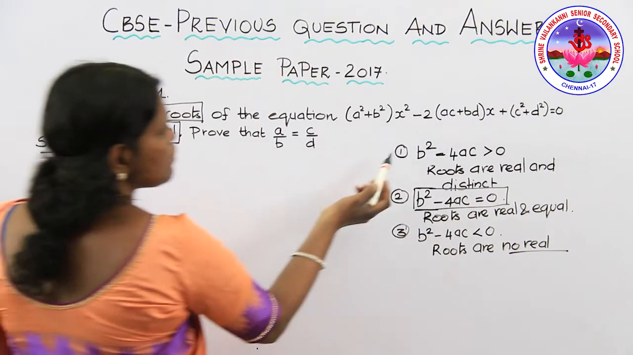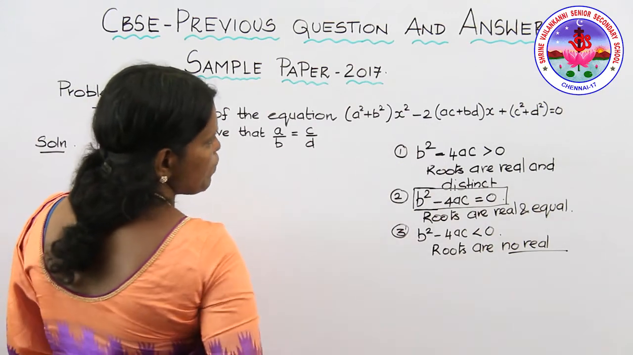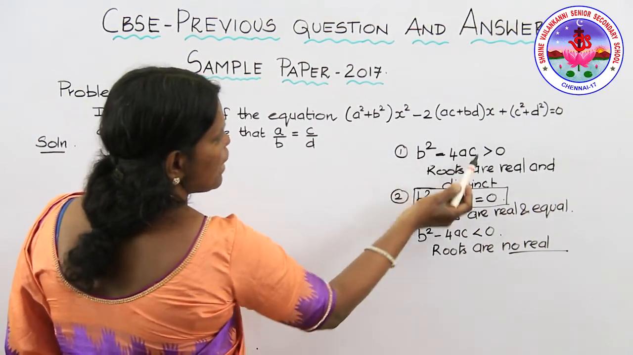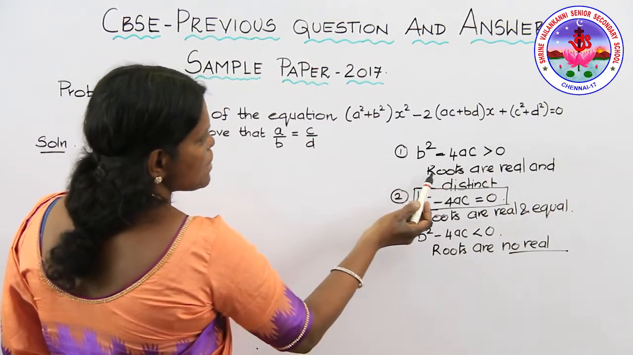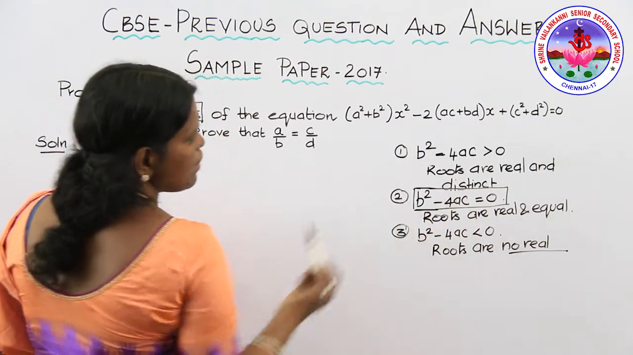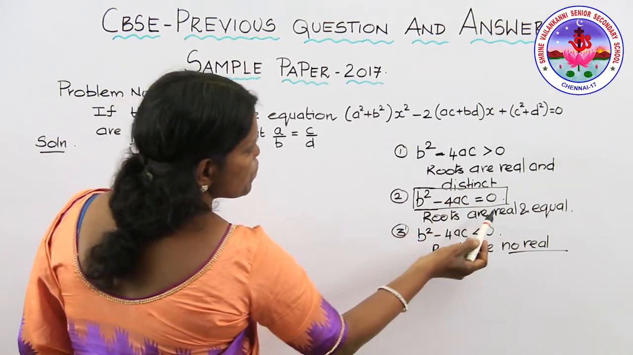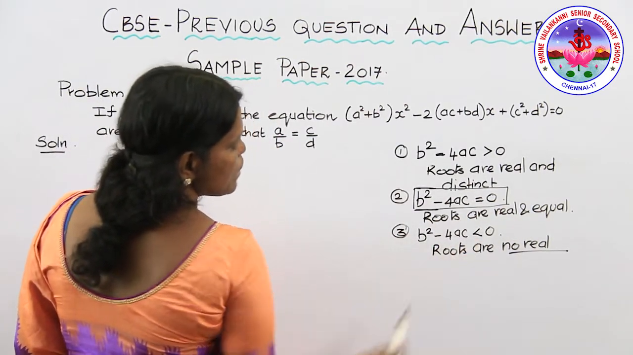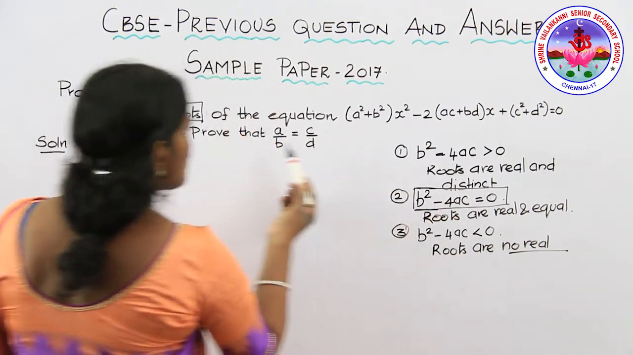I am going to write the three conditions to find the roots of this quadratic equation. The first condition, b squared minus 4ac, is for finding the nature of the roots. When this is greater than 0, the roots of the equation are real and distinct. If b squared minus 4ac is equal to 0, the roots are real and equal. When b squared minus 4ac is less than 0, we have no real roots. So I am going to use this condition in the problem.